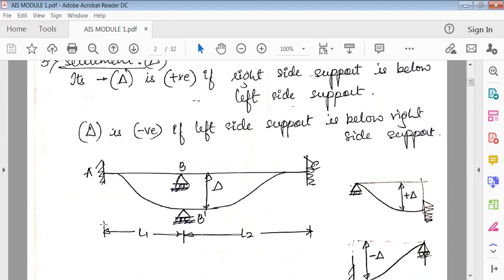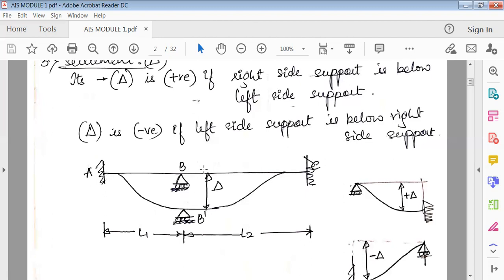In this figure, you can see AB is a span of length L1 and BC is a span of length L2, right? Because of the load, sometimes the support sinks. Originally it's like this, A, B, C, in a straight line. Now because the settlement is happening, B changes its position to B dash. Now the actual beam looks like this, A to B dash and B dash to C. This is the deformed shape of the beam.